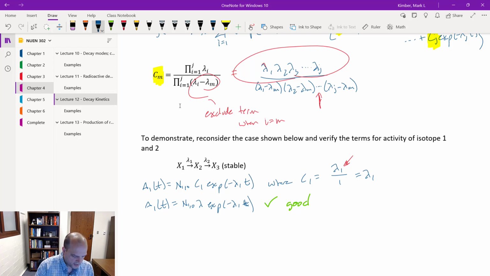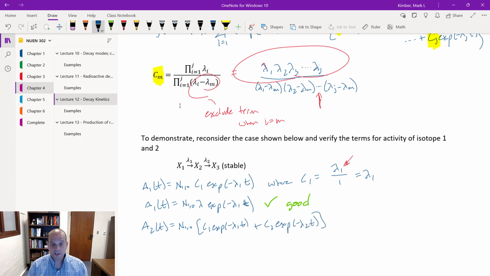Now the activity of 2 is the only other one that we need to calculate here, because there is no activity at 3, that's our stable isotope. So this will be my initial inventory times C1 times the exponential of negative lambda 1 t plus C2 times the exponential of negative lambda 2 t. So that's my expression. Now I just have to find C1 and C2.